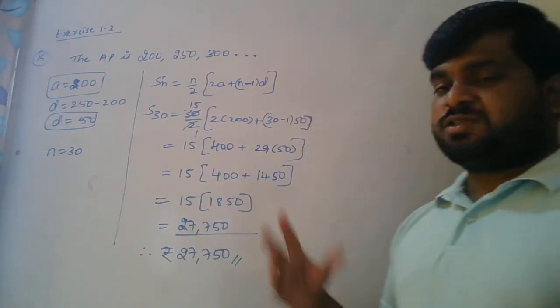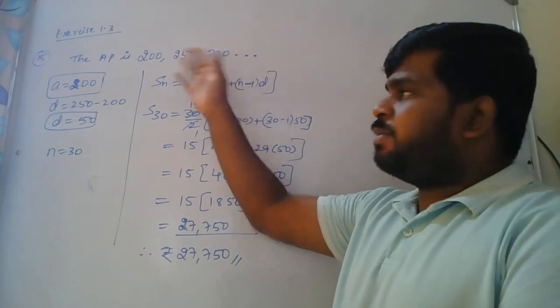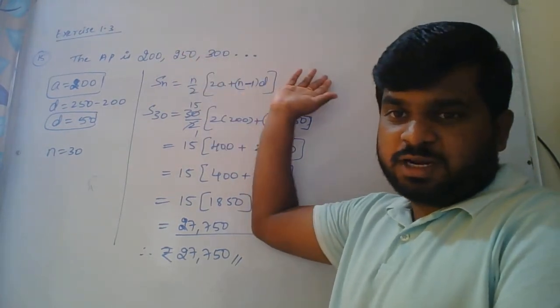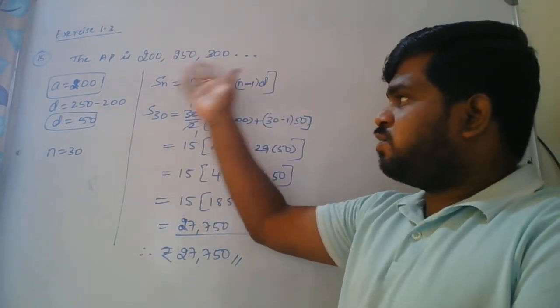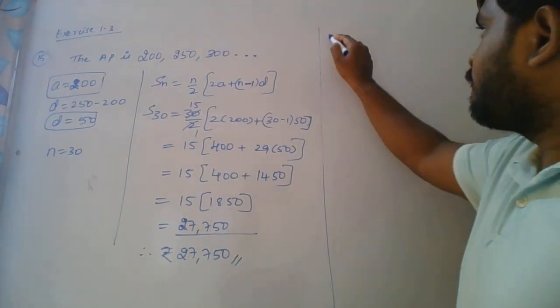It's very simple. It's clearly an AP because 200, 250, there's a common difference. How many days do we have to add it for? 30 days. So n value is 30. You know the formula. Substitute it, you'll get it. Let's get into the next question.